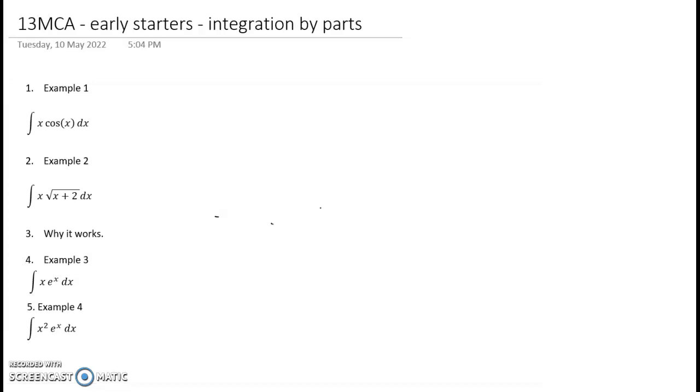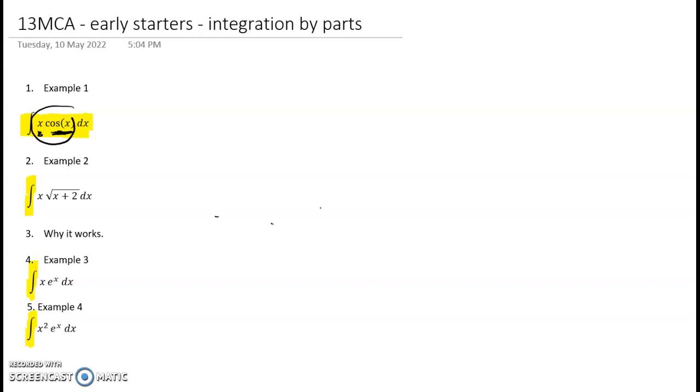So I want to start by looking at this integral here, the integral of x cos x dx. And you'll notice that in all of these examples, I've just done indefinite integrals. But once you've got the hang of it, for indefinite, it transfers easily to doing definite integrals. If you think about x cosine x, we've got a product. And that should make us a little bit worried about how we're going to go about integrating it.